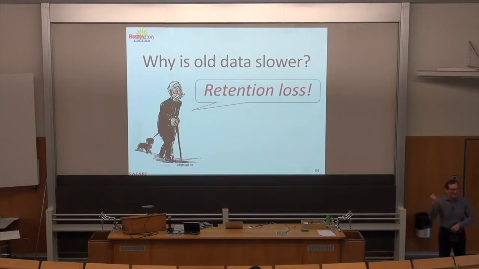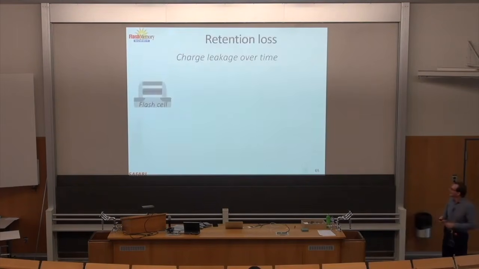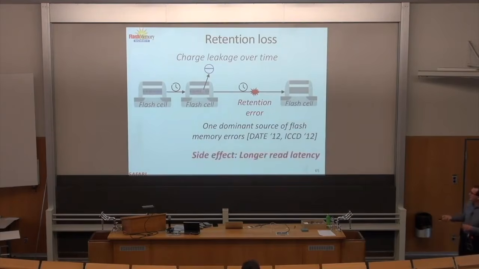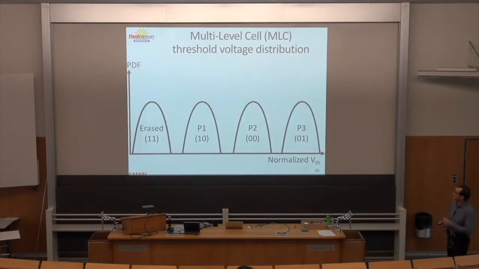This is nice slides from my student, Yixin, whose thesis was on flash memory, basically. I like the analogy here. Okay, so basically, you have charge leakage over time, and we know this, right? At some point, you get a retention error because you're depleted of charge, and you get actually wrong. Your read reference voltage basically doesn't give you the right value. And we know that this is one dominant source of flash memory errors. And one side effect is you get longer read latency because you adjust the threshold voltage to the shifts in the read reference voltage, shifts in the threshold voltage distribution.